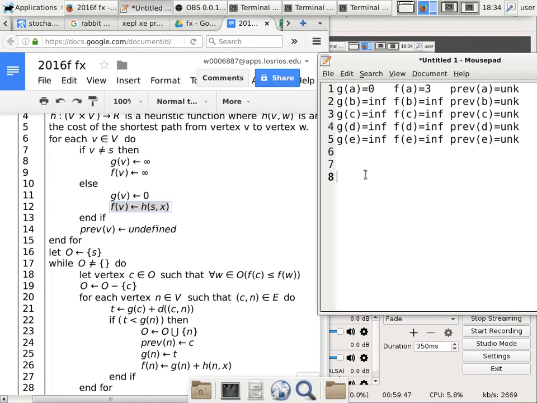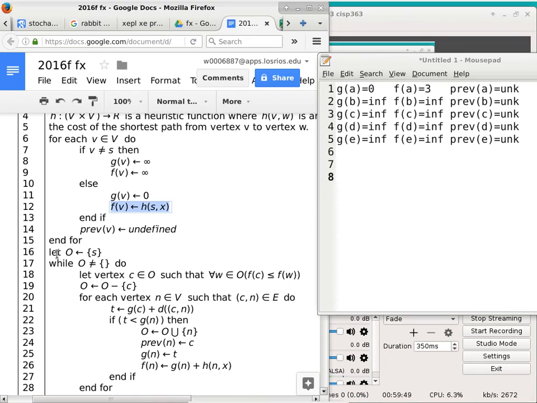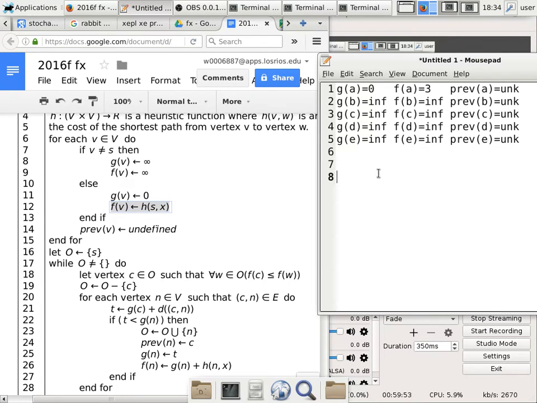So now we are ready to go into the algorithm, but we have to do a little bit of initialization first. On line 16, we initialize big O to consist of one single element, which is the start vertex. The start vertex in our example is vertex A, so that's why vertex A is the only element in the set at this point. Okay, so now we want to look at the first iteration of the while loop.